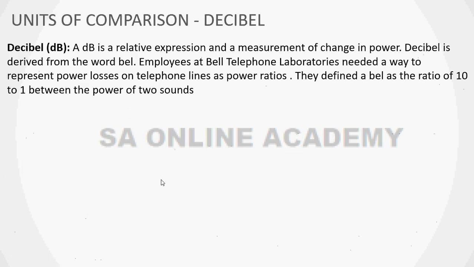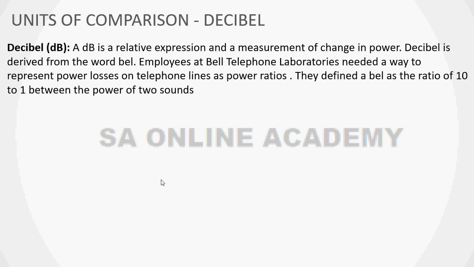Units of comparison, decibel. A decibel is a relative expression and measurement of change in power. Decibel is derived from the word bell. Employees at Bell Telephone Laboratories needed a way to represent power losses on a telephone line as power ratios.